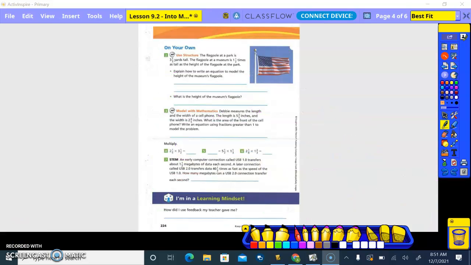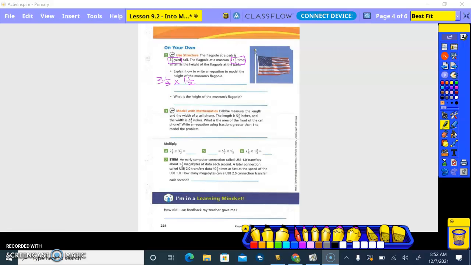On your own, your structure, the flagpole at a park is 3 1/3 yards tall. The flagpole at a museum is 1 1/2 times as tall as the height of the flagpole at the park. Explain how to write an equation to model the height of the museum's flagpole. So, what will be our equation? Our original starting one. So we have this, and we have this. Okay, so we're going to take 3 1/3 times 1 1/2, and then we can convert that into a what?